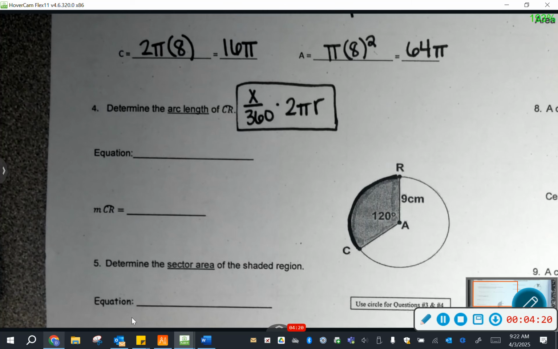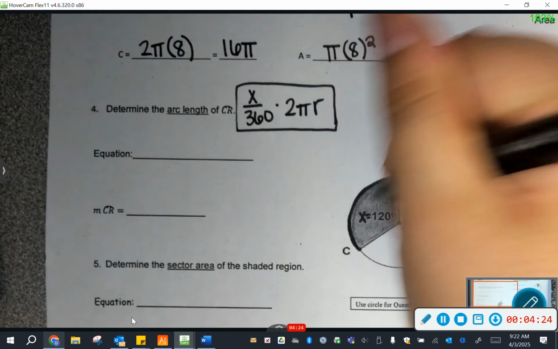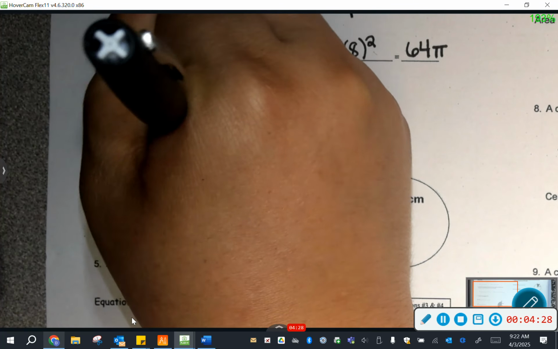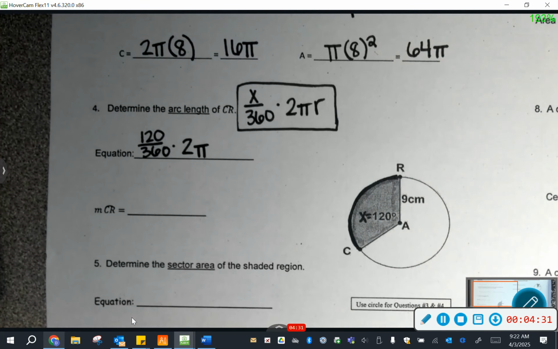So what's my x here? 120. It's my degrees. What's my radius here? What's my r?